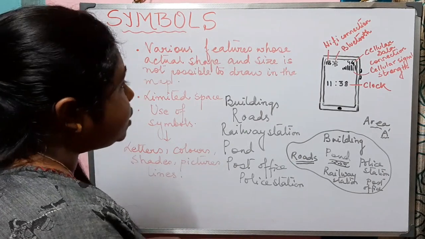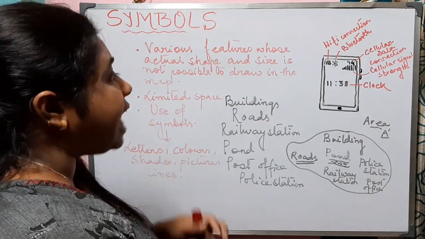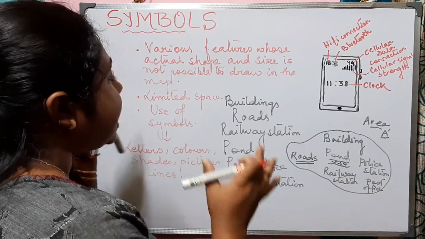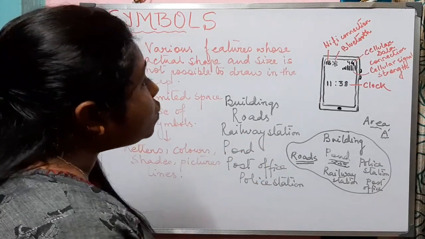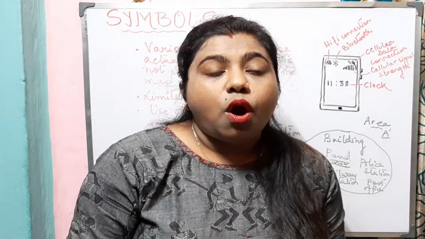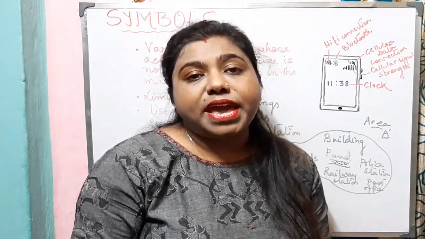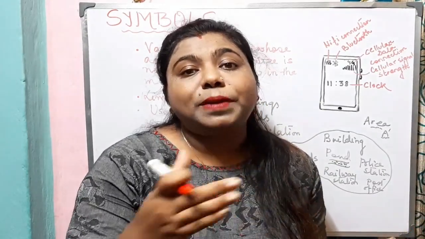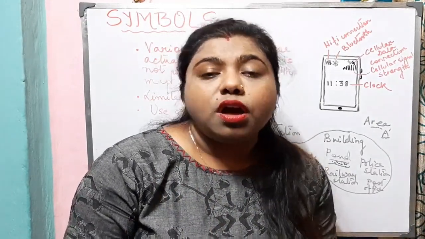So why do we use symbols? We use symbols because the actual shape and size of certain features are not possible to draw in a map because the space is limited in the map. So we use symbols to represent those features that we can observe in our surrounding areas or in our country, which makes it easier for someone to identify the place he or she wants to visit.